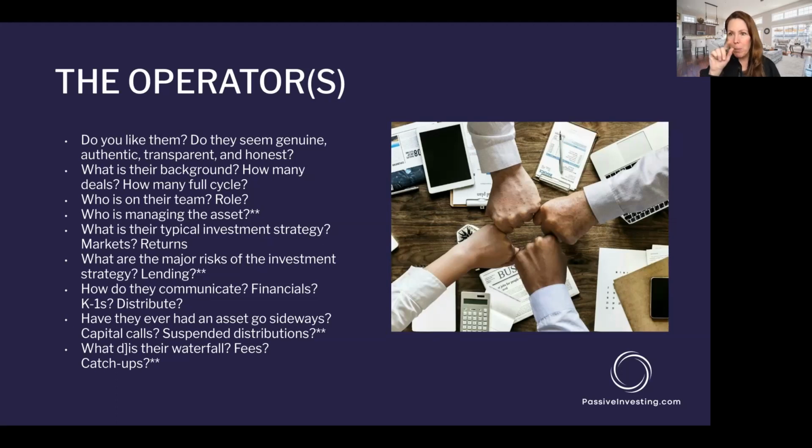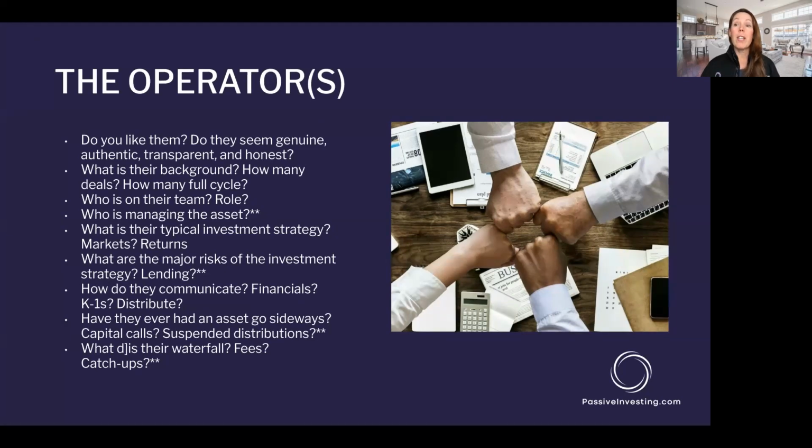Now, guys, I have some double asterisks next to things. These are a cue to me. There is no small print title that you're missing out on here. But who's managing the asset? This is an important question, right?